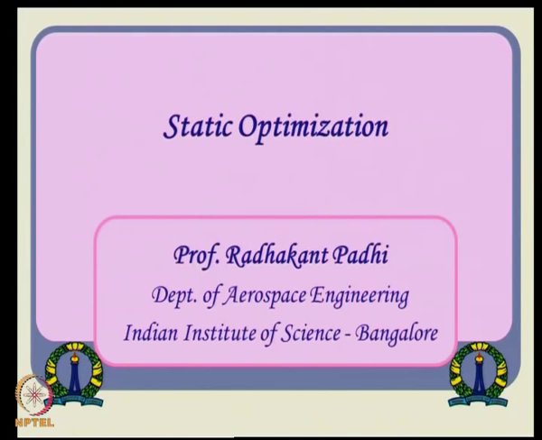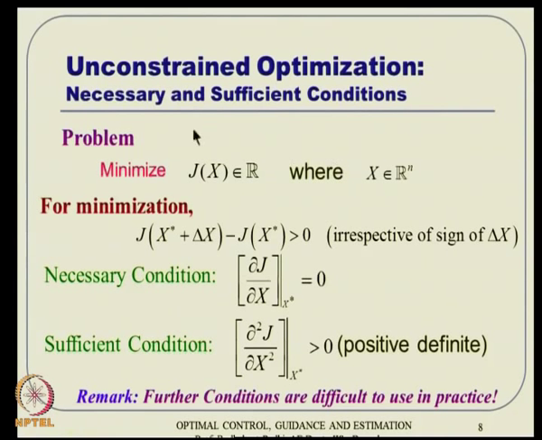This is how we started the course, with 2 lectures on static optimization. First we discussed a scalar cost function of vector variables. We want to minimize J of x, where x is a vector but J is a scalar. To have this condition met, J of x star plus delta x minus J of x star has to be always greater than 0, irrespective of the sign or direction of delta x. It does not matter which direction you go; if this relationship is satisfied, then x star is a minimum point.